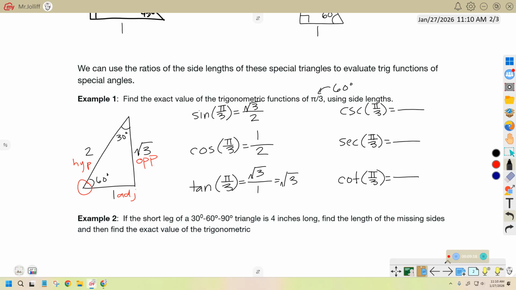All right, Vicky, how do we find cosecant? 1 over sine. So 2 over root 3. Am I done? No, we have to rationalize that. Top and bottom by root 3.